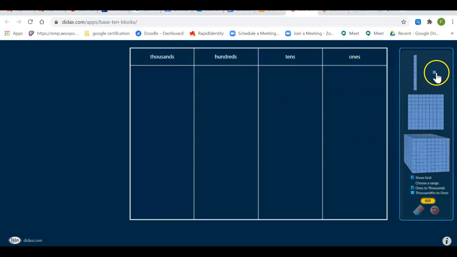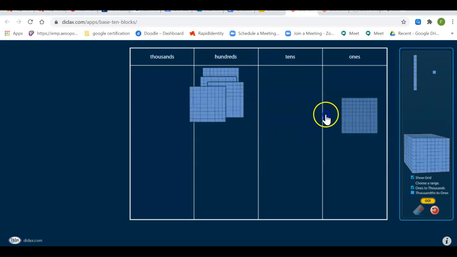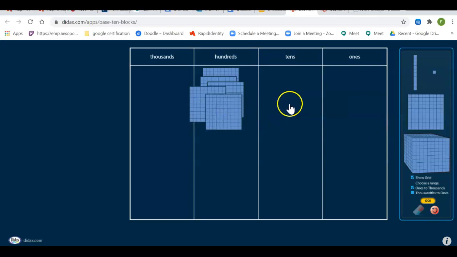You have your units, ones, your rods, your tens, your flats, the hundreds, and of course you've got your thousands right here. Okay. So our number again, 537 plus 295. So we're going to have 500s, and they go into the hundreds column. 1, 2, 3, 4, and that's 500s there.